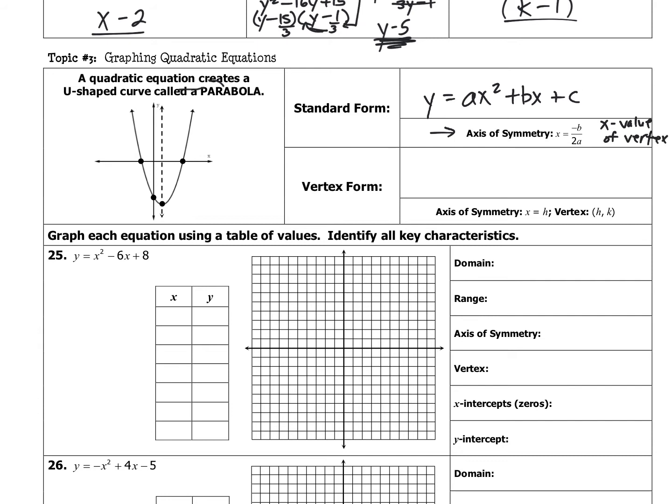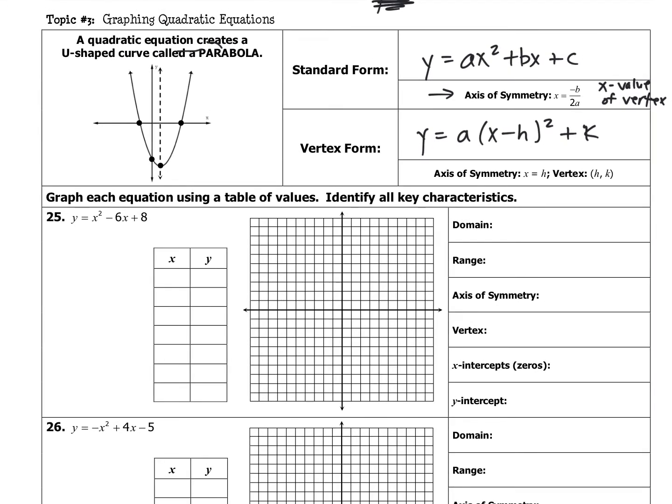So it helps us set up our tables. The vertex form is y equals a times x minus h squared plus k, where h and k are the vertex and h is the axis of symmetry. So vertex form is really nice for graphing because it gives us the vertex and the axis of symmetry up front. But we can do it either way. Either way, it's not too hard.